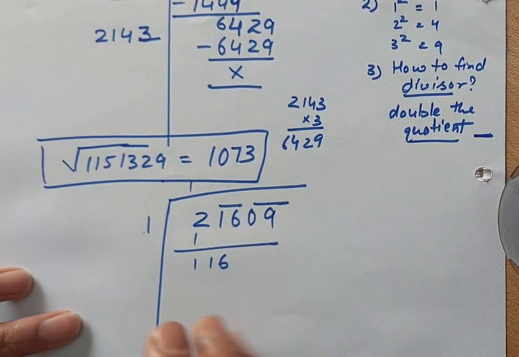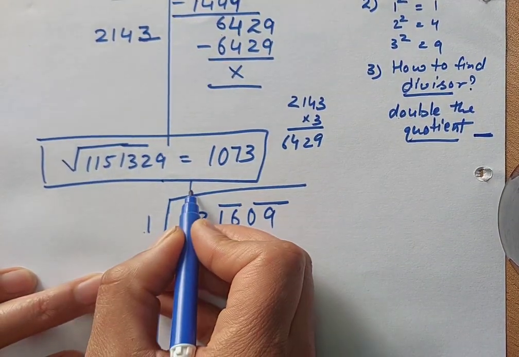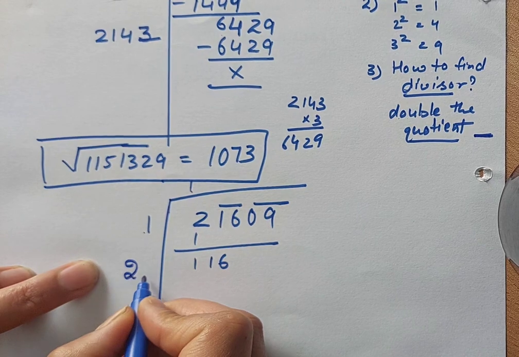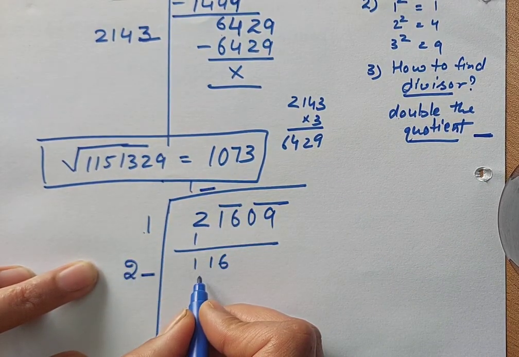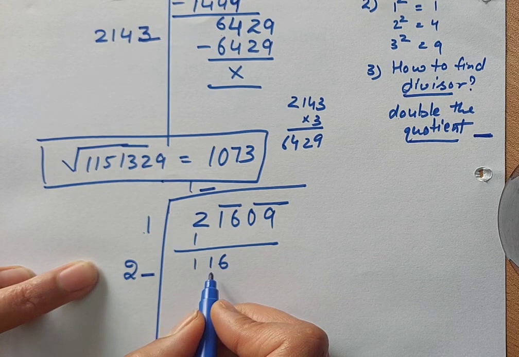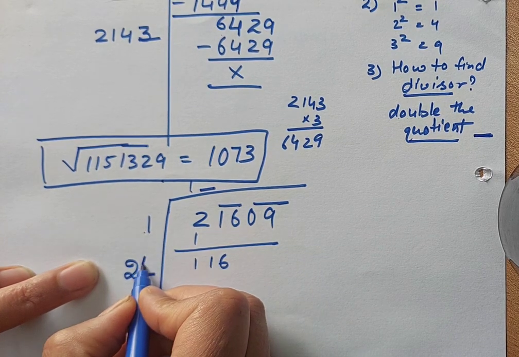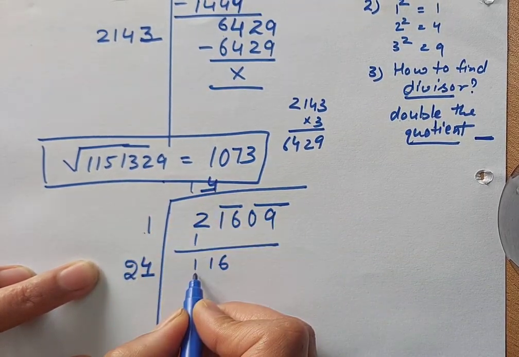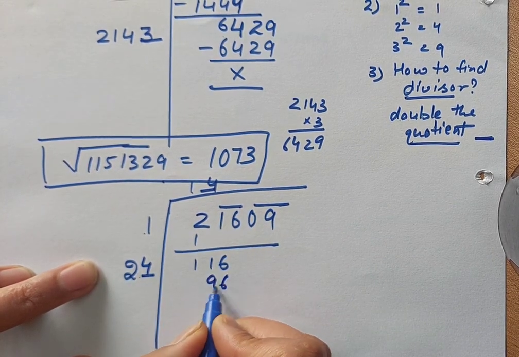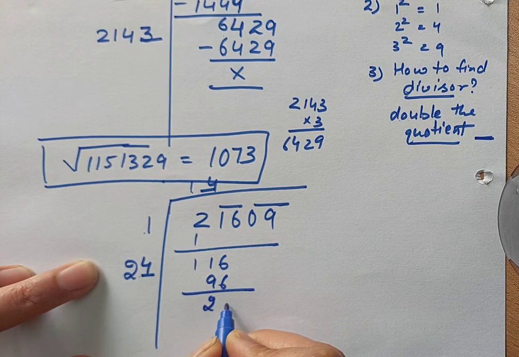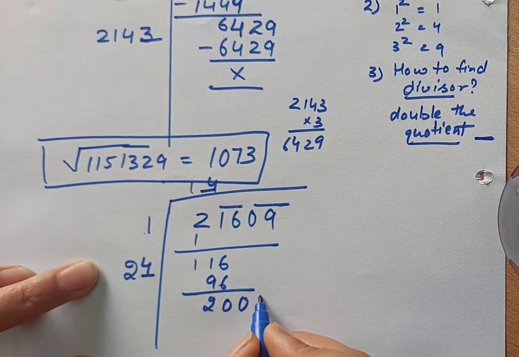Okay, and then we have this 116. Now divisor, how to decide the divisor? Double it. So it's this. Now think of a number which you'll write here and here to bring you near 116. If you try it out, you'll get to know it's 24 4s are 96, because 25 5s becomes 125, which is greater. So this is 96, and here the remainder is 20. Then you have to copy down 09.